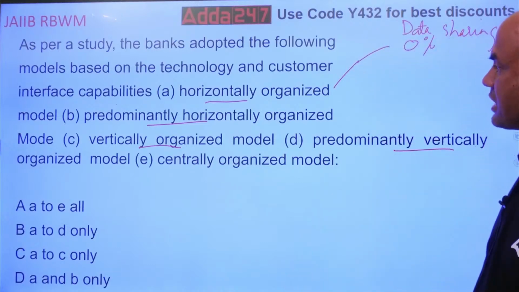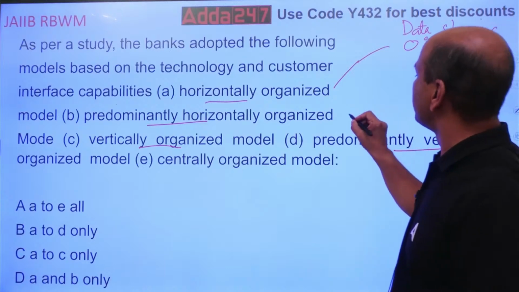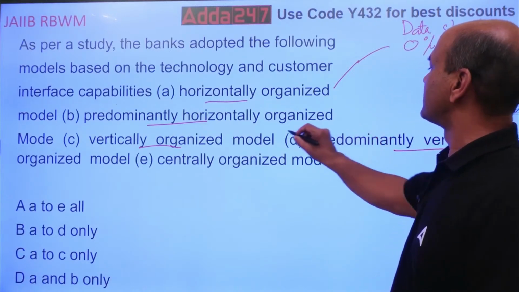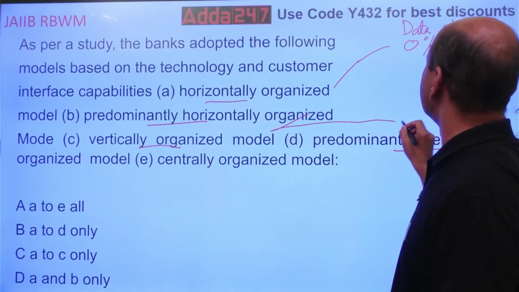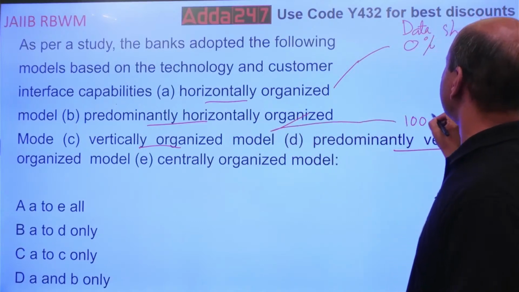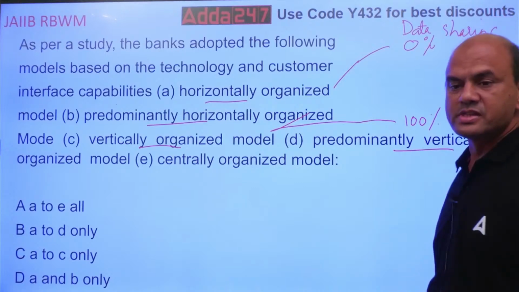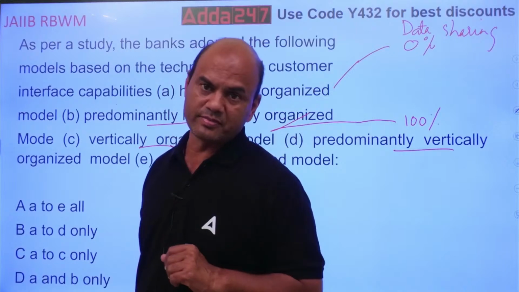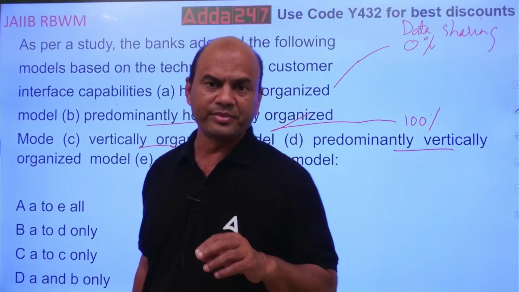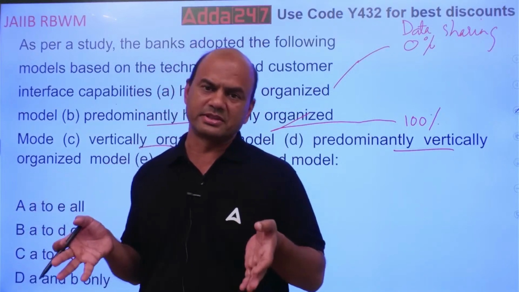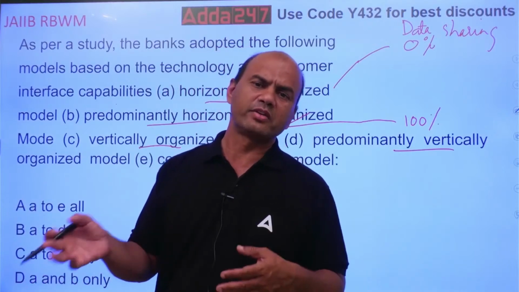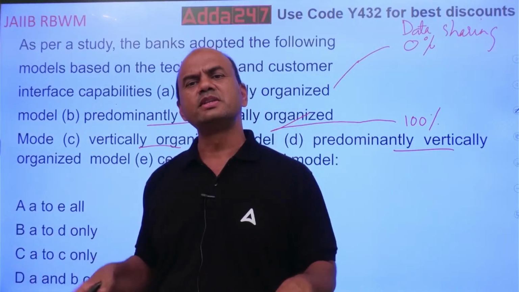Now last part is vertically organized. See this, vertically. Here it is 100%. Means what? Data sharing between the various products is 100%. It means that suppose I am having the savings customers database, I'll share it with home loans. Home loans will share their data with me. We'll share it with PL.